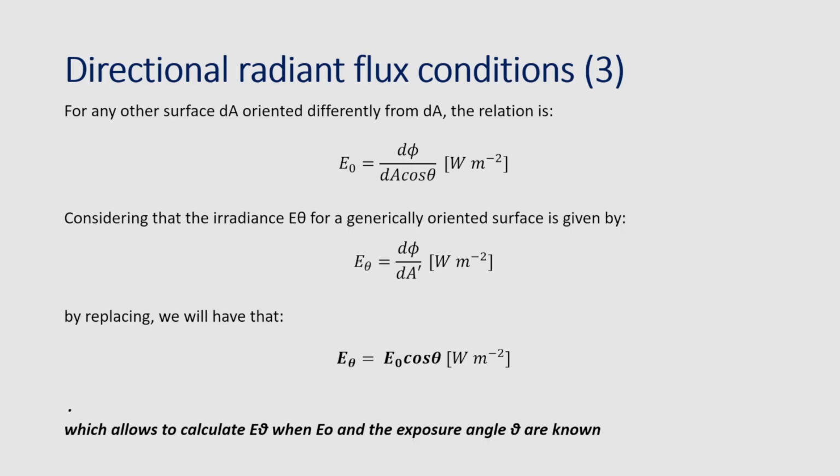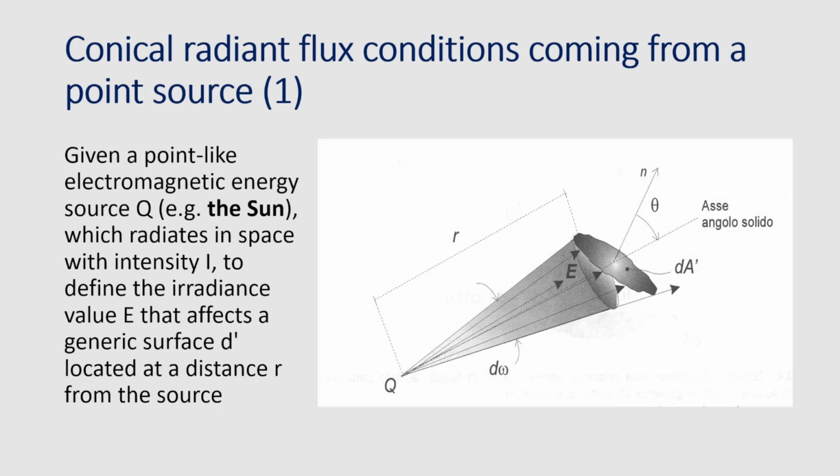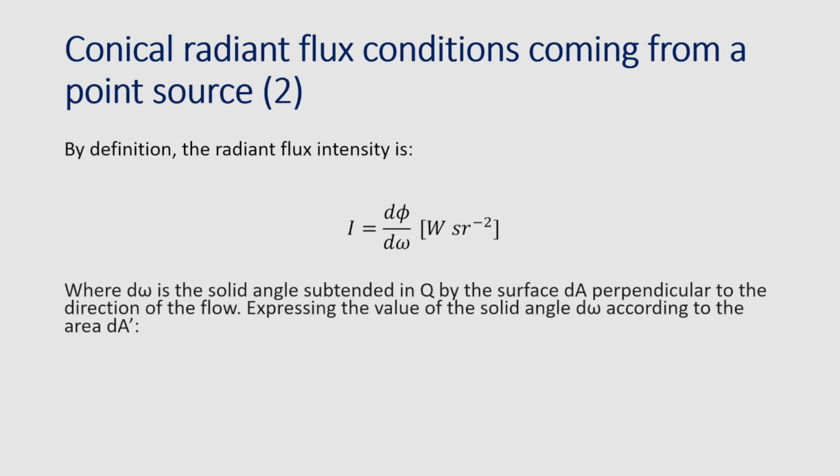Conical radiant flux conditions coming from a point source, 1. Given a point-like electromagnetic energy source Q, e.g. the Sun, which radiates in space with intensity I, to define the irradiance value E that affects a generic surface dA located at a distance R from the source. Conical radiant flux conditions coming from a point source, 2. By definition, the radiant flux intensity is where dΩ is the solid angle subtended in Q by the surface dA perpendicular to the direction of the flow, expressing the value of the solid angle dΩ according to the area dA.